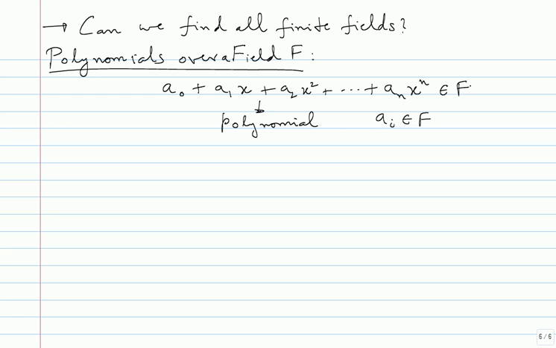There's a nice notation for this. Instead of saying all this, I'll write F and then square brackets with x. That means this is the set of all polynomials over F, F[x]. The set is very clear, and you have different polynomials of different degrees. What's the degree of a polynomial? It's the exponent of the largest non-zero coefficient. All those things will carry over here as well.